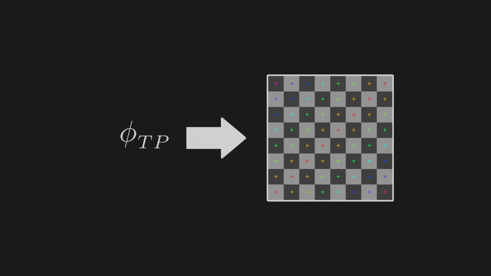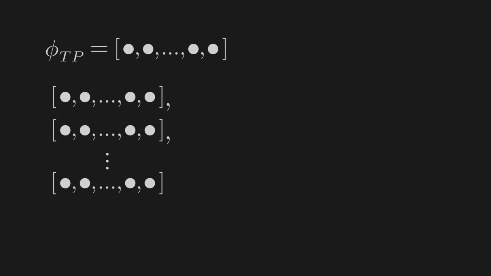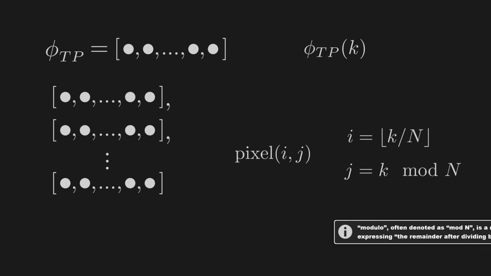Finally, we need to decide on how to map phi tp to a 2D image. Remember, we have a 1D array of values of phi tp for different values of b, and we want to have a square image of say n by n pixels. What we can do is split this array in pieces of n elements and stack those parts on top of each other. To access element k in the array, we can then access pixel ij, where i is k over n, rounded down, and j is k mod n.